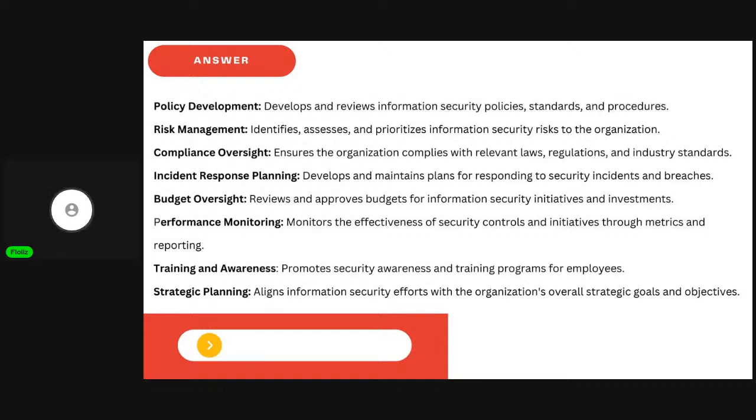Training and awareness: promote a security awareness training program for employees. Strategic planning: align information security effort with the organization's overall security goals and objectives. So thank you, everyone.